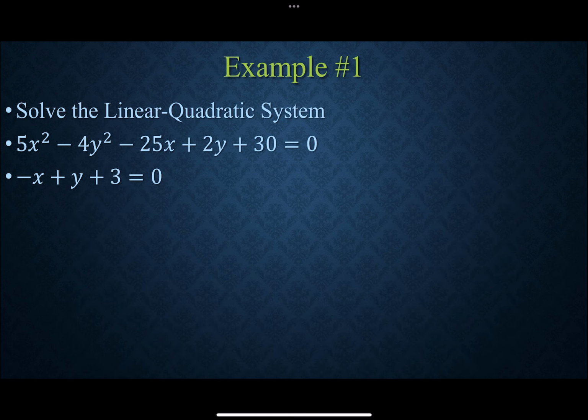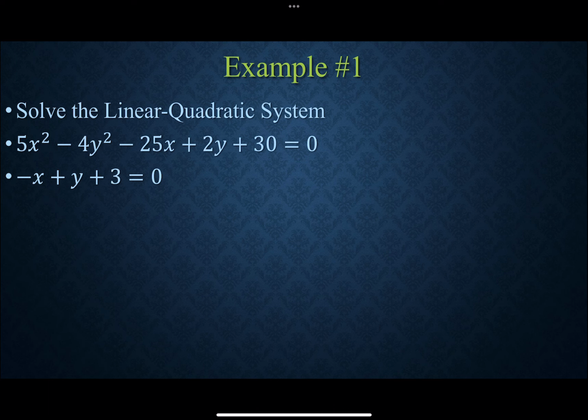So typically with the linear quadratic systems, your best bet is to use the substitution strategy. Take the linear equation, solve for either x or y, whichever one you find easiest, and then substitute that into the quadratic portion of the system. The matrix methods will not apply to this based on our current knowledge, so it has to be either elimination or substitution. Elimination is not really going to work out because we really can't eliminate a variable term if we've got a squared term in one equation but no squared term in the other.